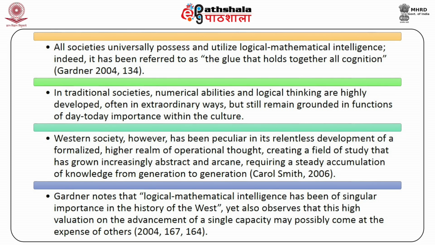Western society, however, has been peculiar in its relentless development of a formalized, higher realm of operational thought, creating a field of study that has grown increasingly abstract and arcane, requiring a steady accumulation of knowledge from generation to generation. Gardner notes that logical mathematical intelligence has been of singular importance in the history of the West, yet also observes that this high valuation on the advancement of a single capacity may possibly come at the expense of others.